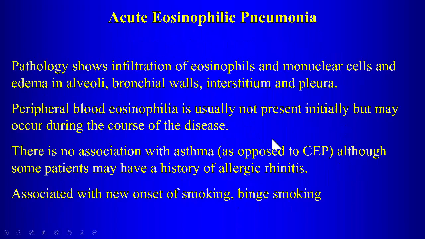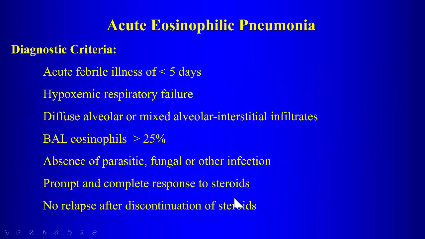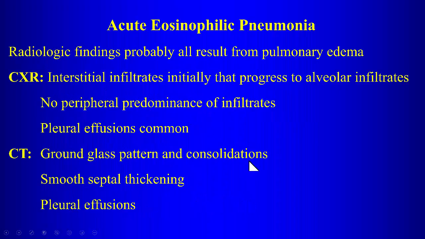So on pathology, there will be an infiltration with the eosinophils. Usually there is no peripheral eosinophilia initially, but it may occur later on in the course of disease. There is no association with asthma, and it can be associated with binge smoking. So acute febrile illness can lead to hypoxic respiratory failure, elevated eosinophils, no other cause for it, and this is another one of these that really does respond well to steroids. So to make the diagnosis, you want to treat with steroids.